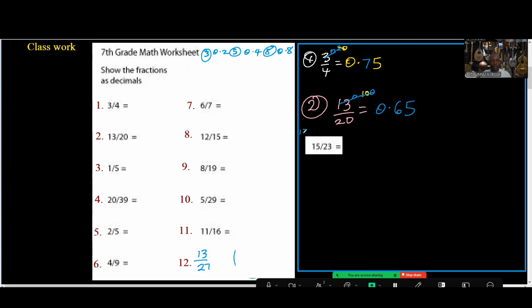So for this number 12, 23, can 23 divide 15? The answer is no. That's why we put a 0. Then you put a 0 by the 15, making 150. So how many 23 am I going to see in 150? That'll be 6. And what is 23 times 6? Tell me.